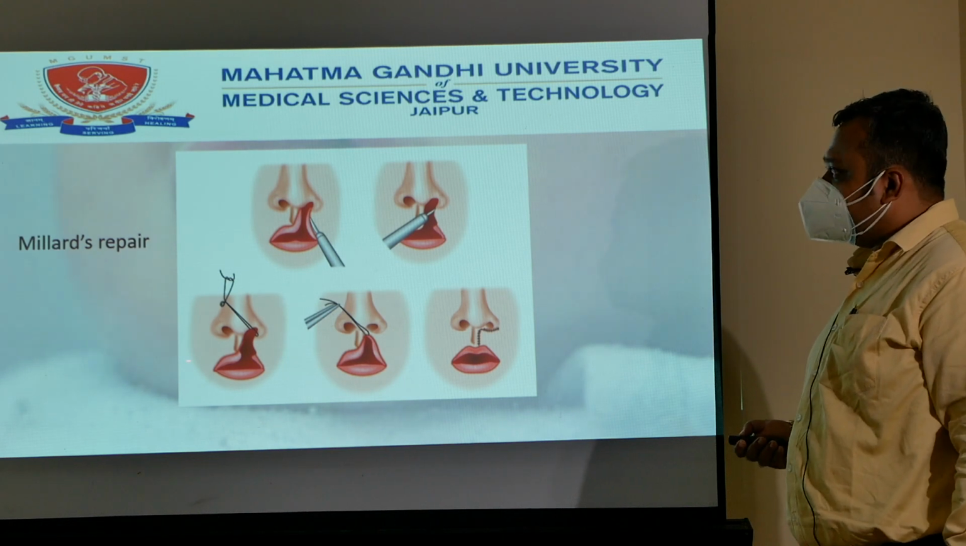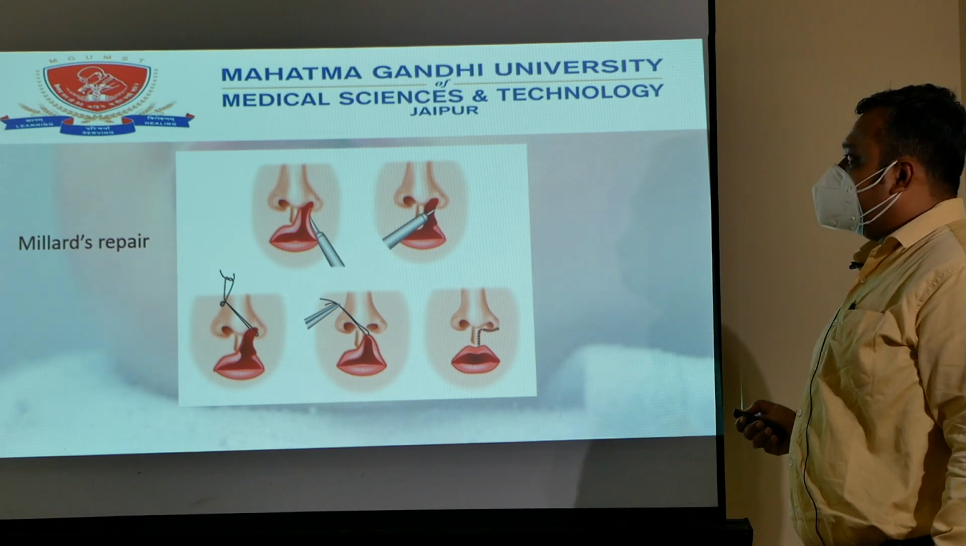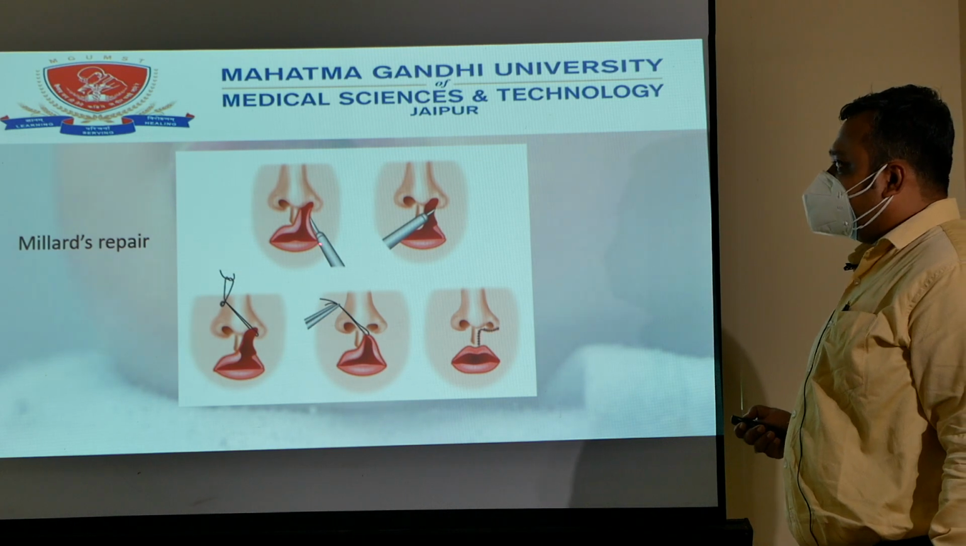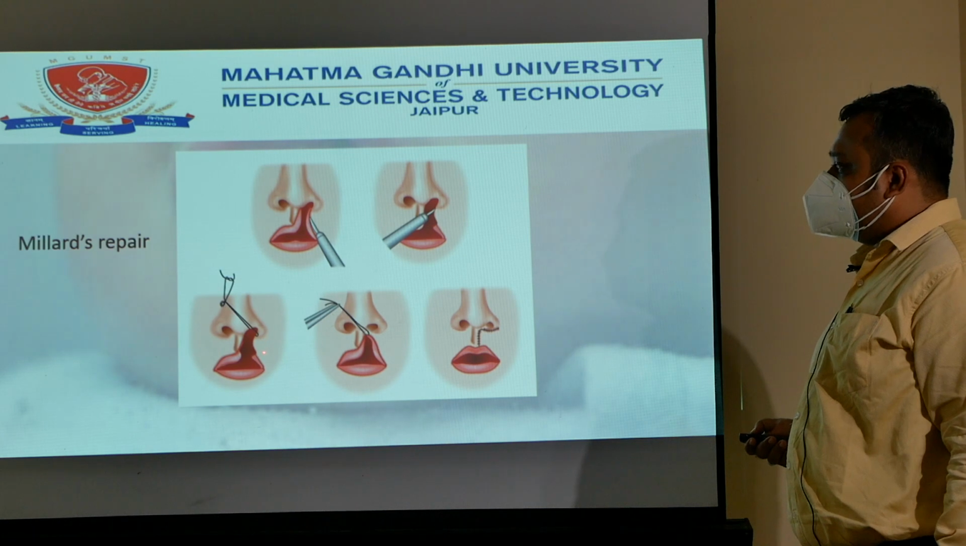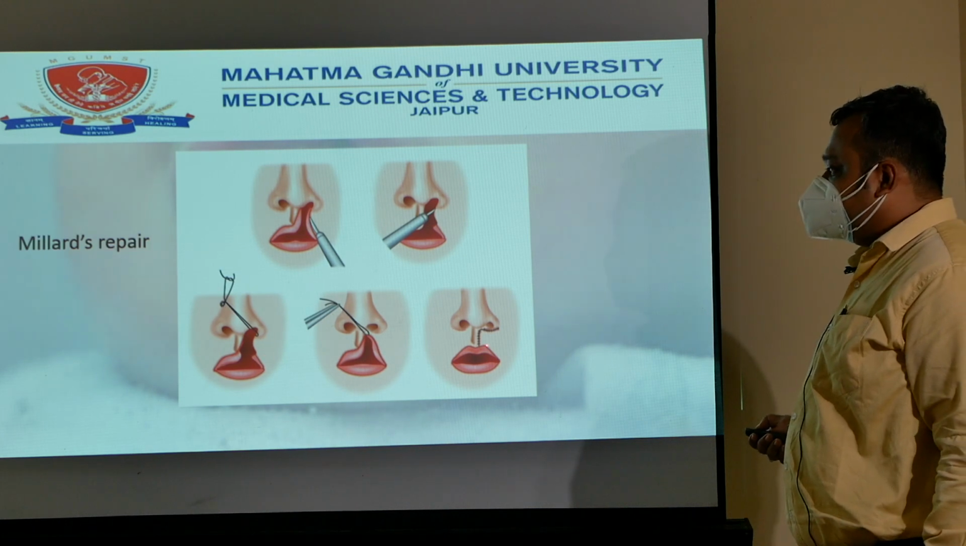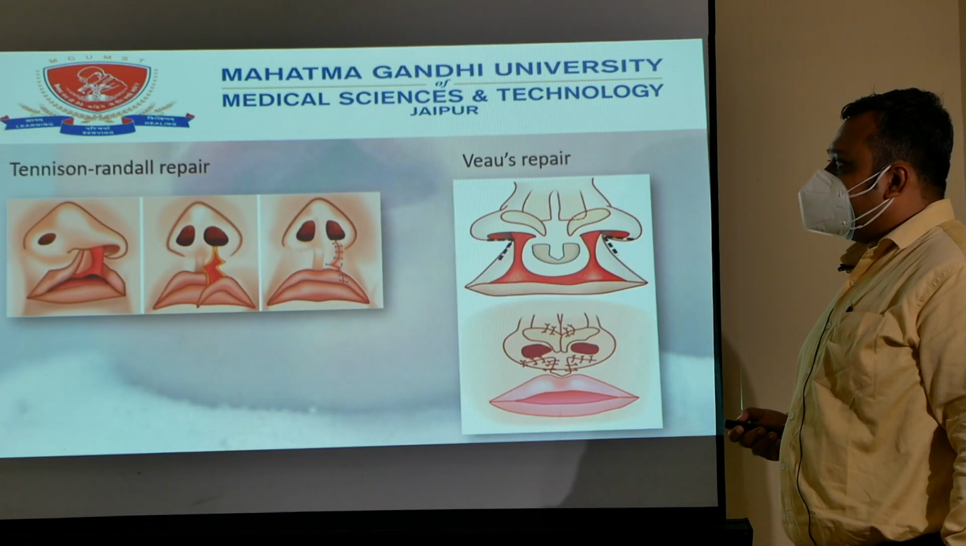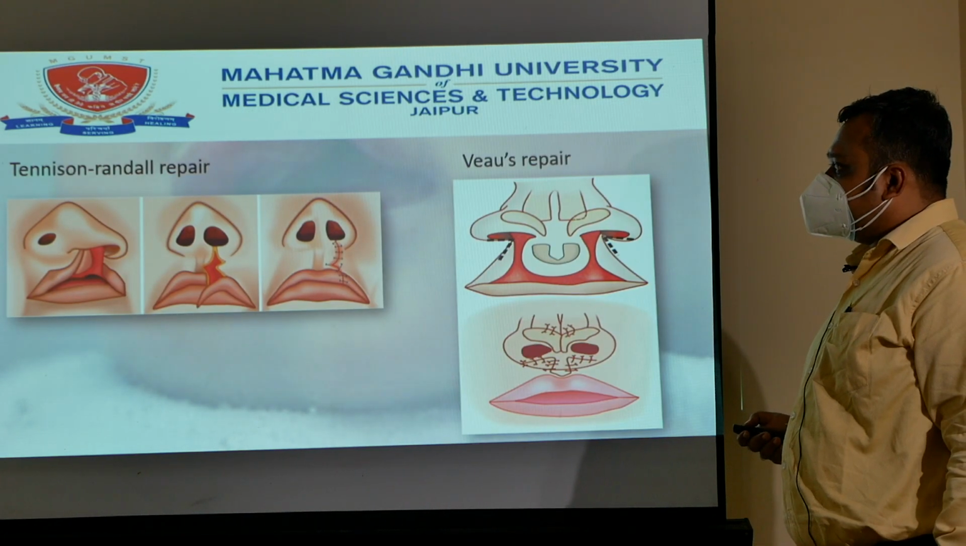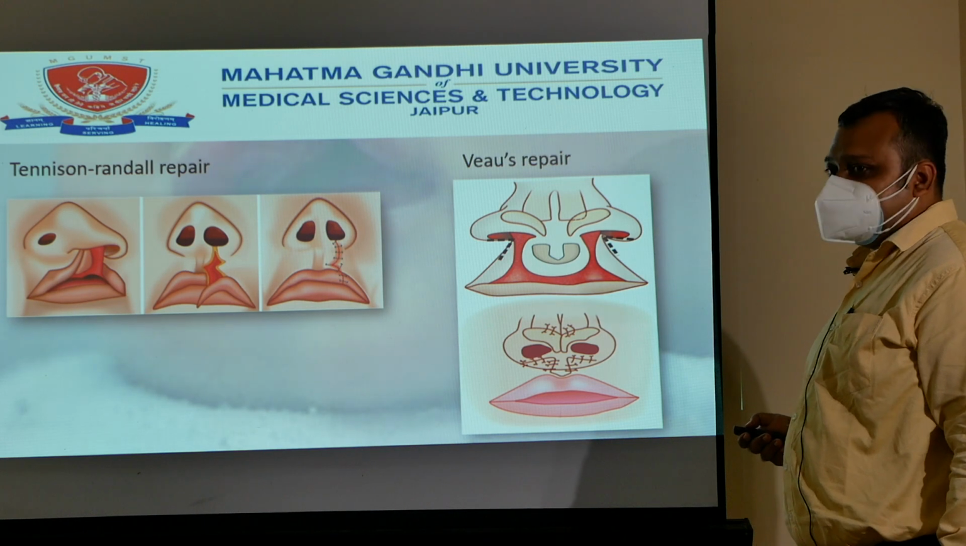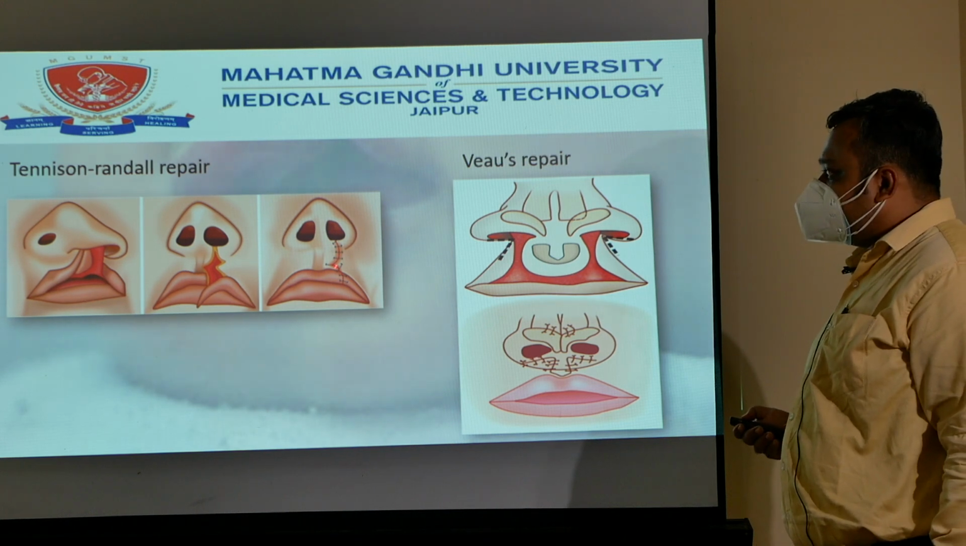In the cleft lip, one is called Millard's repair technique, in which an incision is done on one side of the cleft and the flap is raised, and that loose flap is used to cover the defect, and then it is sutured. Another technique is the Tennison-Randall repair, in which a zigzag type of incision is done, a flap is raised and it is sutured over the defect.